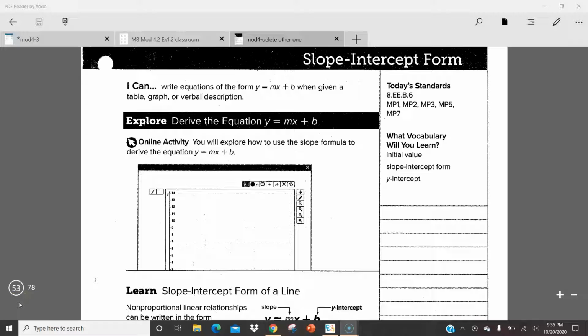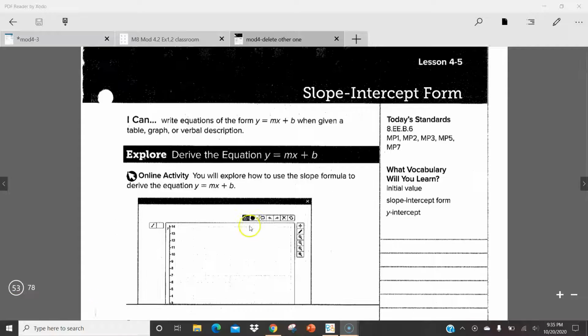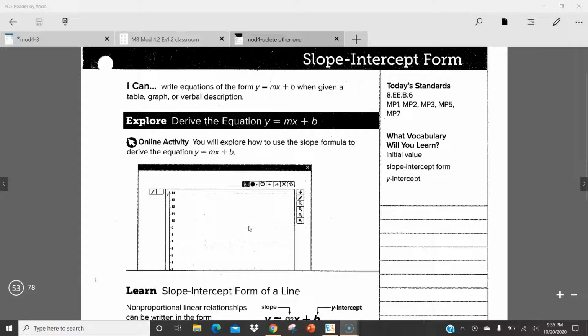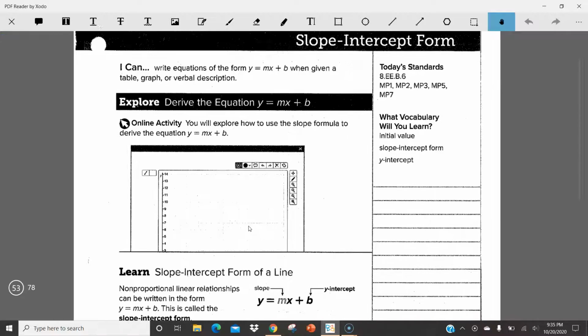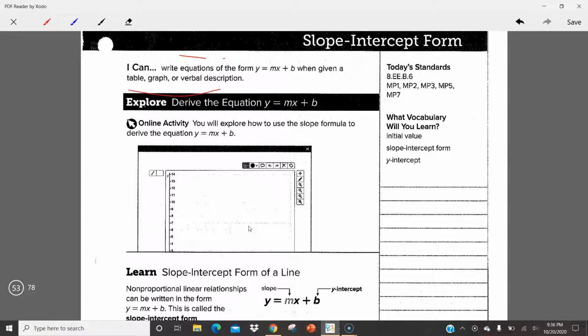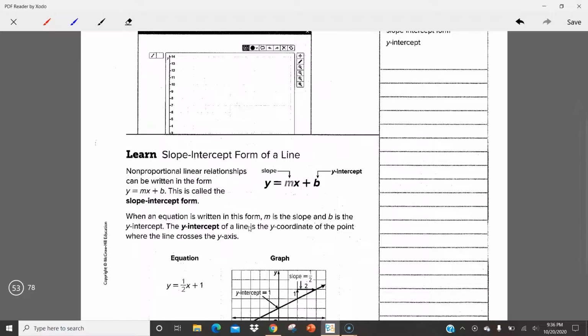Okay, now we're going to learn about slope-intercept form. It says module 4.5. You'll be able to write equations in this form, y equals mx plus b, when given a table, a graph, or a verbal description. Three big things, lots going on here, okay?